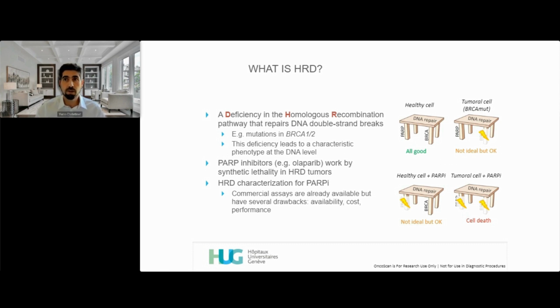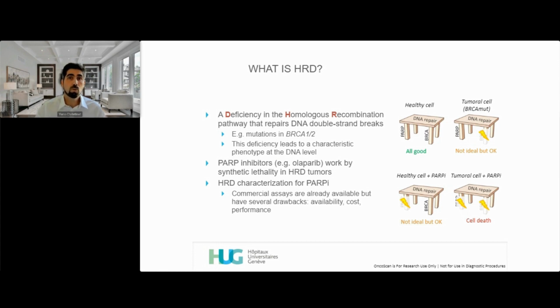But if we have a tumoral cell with a BRCA mutation and we add a PARP inhibitor, both legs are cut down and the whole table collapses. The cell cannot repair the DNA anymore, and the cell dies and the tumor dies. So that's the whole principle.